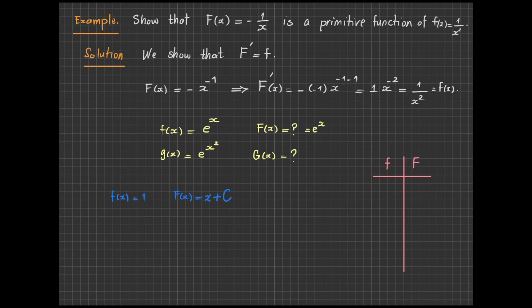If I ask you what happens if the function is 2, can you tell me what is capital F in this case? A function whose derivative is 2. It's 2x, yes? So it is 2x and then plus that famous constant. If f of x is 3, what is your answer? 3x plus c. If the function is the square root of 5.